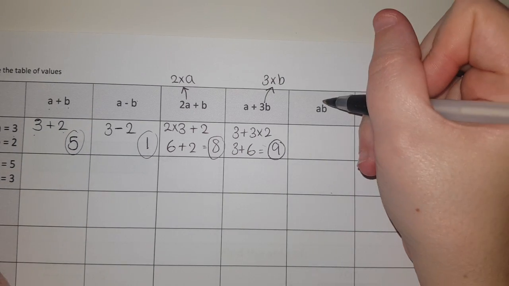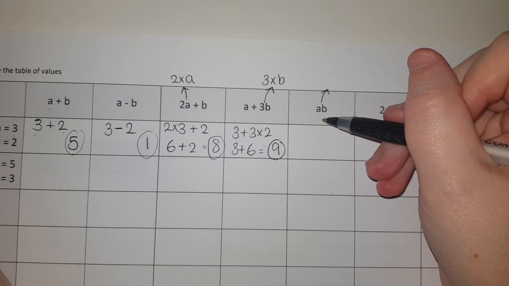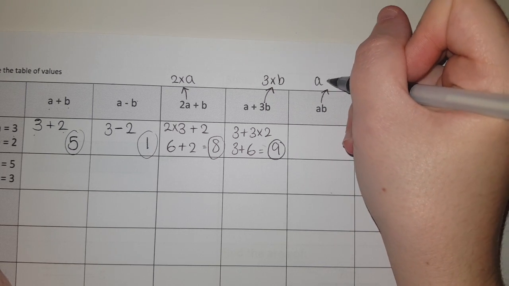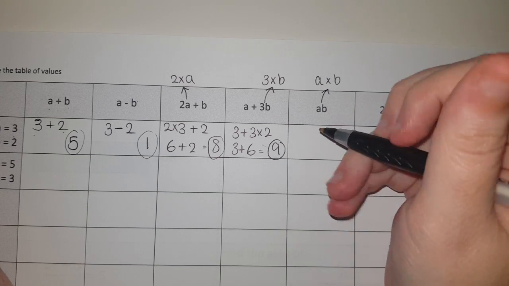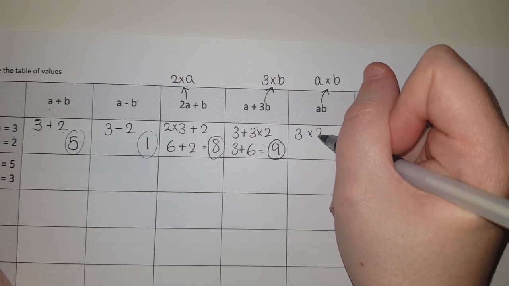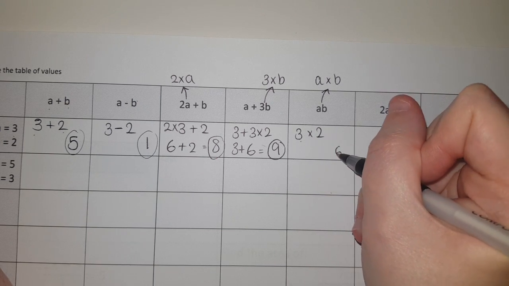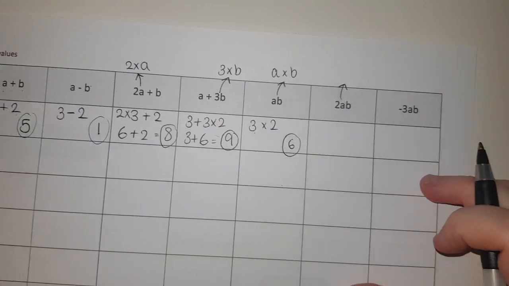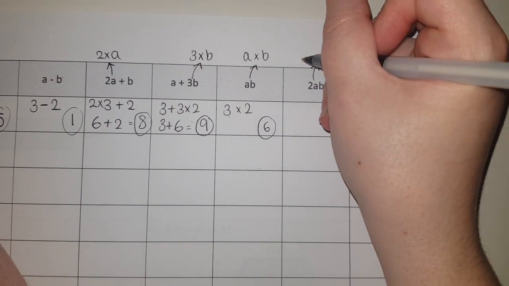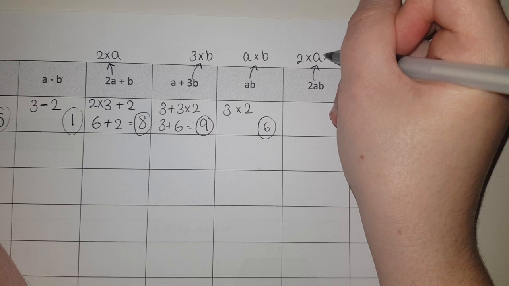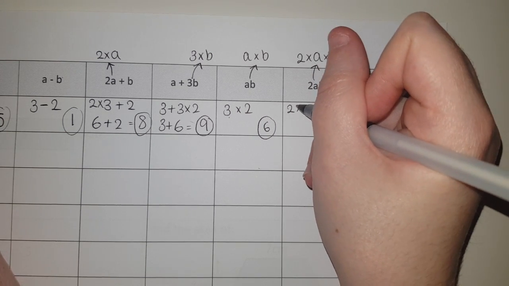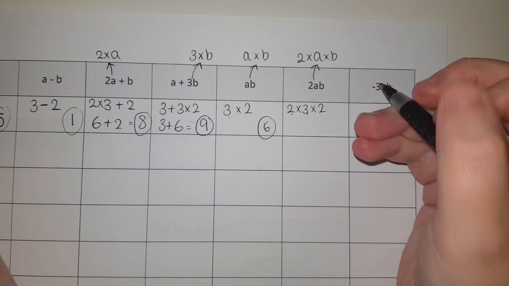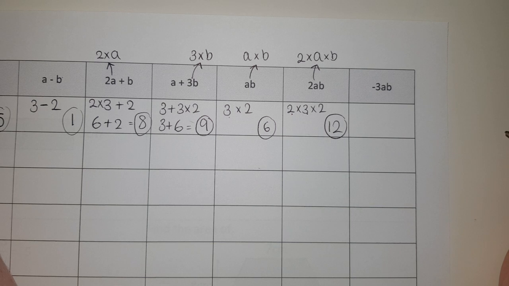Right, this is a slightly new one. If you've got 2 letters together, it works the same idea as when you've got a number and a letter together. AB actually means A multiplied by B. So if A is 3 and B is 2, I'm going to do 3 multiplied by 2. I get an answer of 6. Now you can have more terms multiplied together. So 2AB means 2 multiplied by A multiplied by B. So I'm going to do 2 times 3 times 2. So 2 times 3 makes 6. If I then times that by 2, I get an answer of 12.